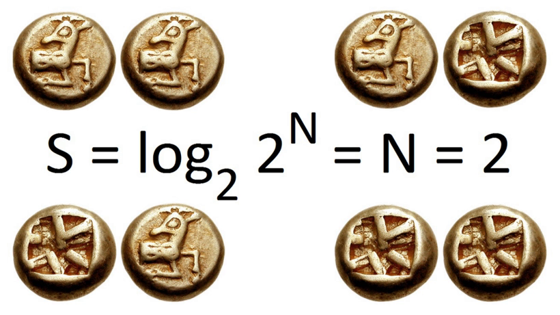S equals minus k_B Tr(ρ ln ρ), where ρ is the density matrix of the quantum mechanical system and Tr is the trace.